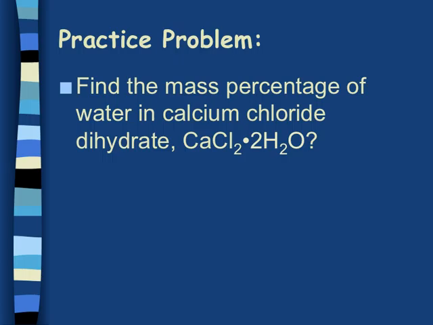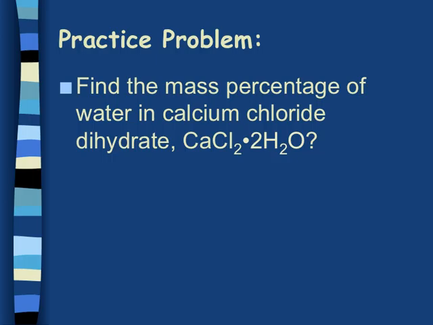Or you could just sit there and stare at me. You could write this down, right? So the dot does not mean multiply. But it does mean that that whole thing is a compound. That means when you're finding the mass of that compound, you have to include the waters in that formula mass.